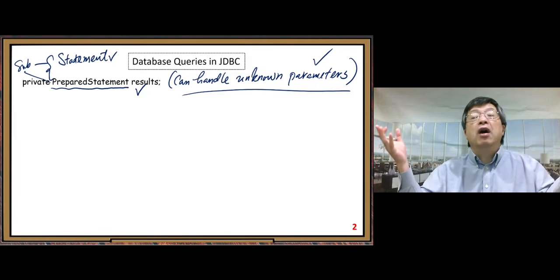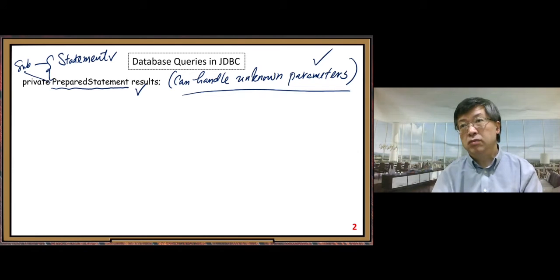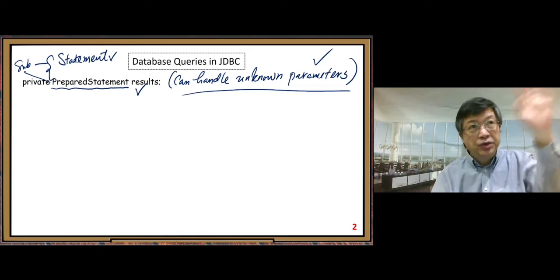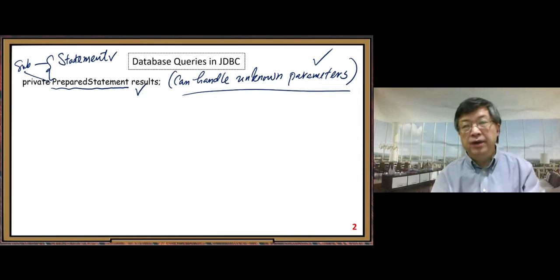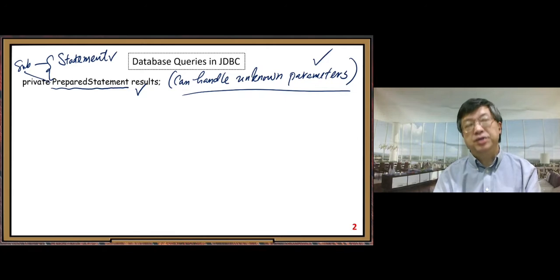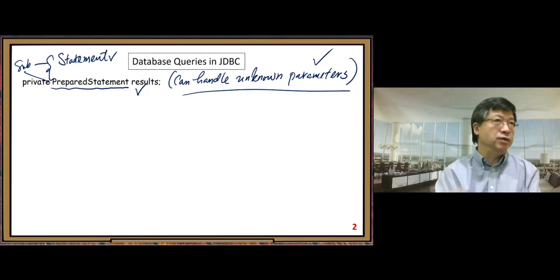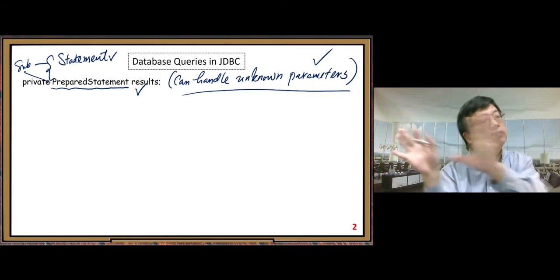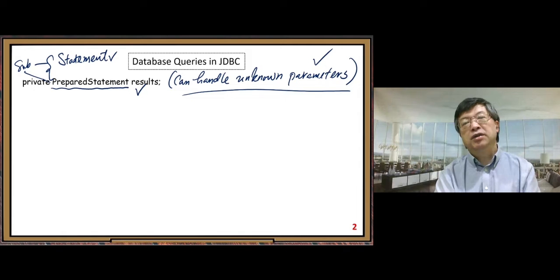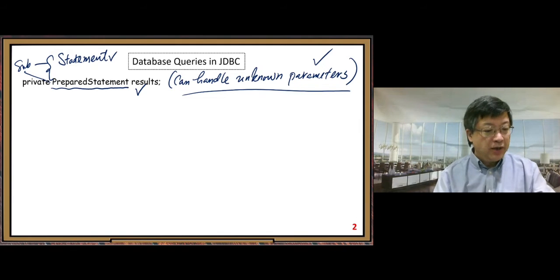So we do not have the unknown parameter values. But sooner or later, we will have that kind of queries. Then I will explain how to do the JDBC programming related to unknown parameters. So I delayed that part to some other videos. All right, so let's continue.